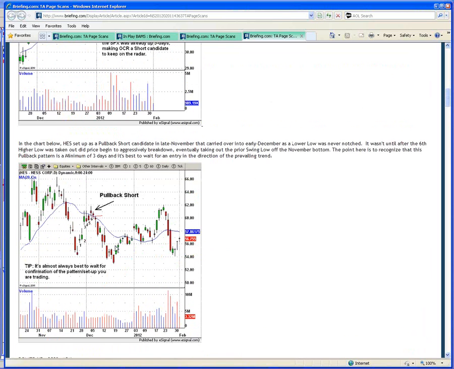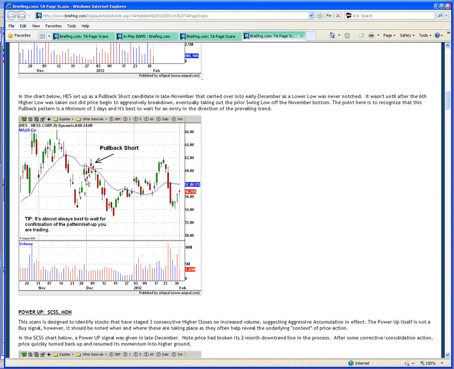Hess was another pullback short candidate back in December. In this case, it started showing up on our scans on the 3rd higher low, and stayed on the scans for probably the next 6 days, as it made another higher low, another higher low, and another higher low. And it wasn't until the 7th day that it actually triggered, and you could see that that was the mid-December sell-off, and you could have held on to it for a nice swing down there.